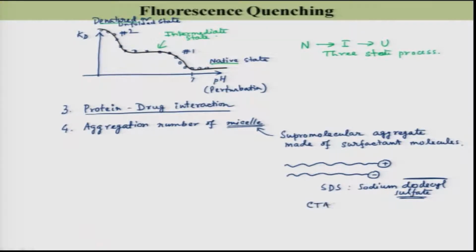Similarly, CTAB, cetyl trimethyl ammonium bromide. So, here is my positive head group and here is the long chain, right. This is a positively charged surfactant head group, this is the negatively charged, and so on. So, if you keep on adding the surfactant in water, then after a certain concentration, these surfactants will form a supramolecular aggregate, right.